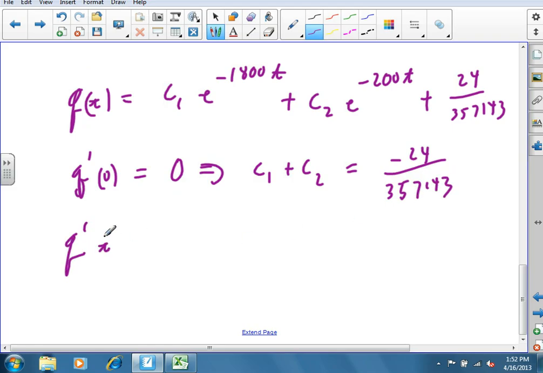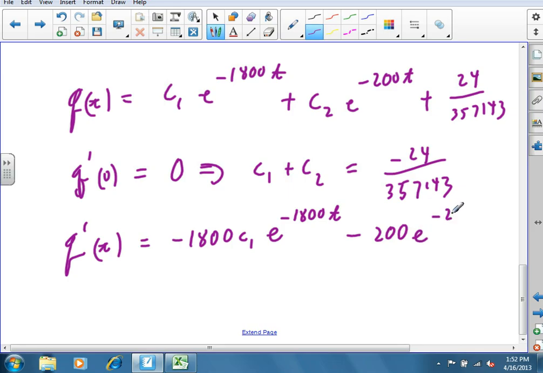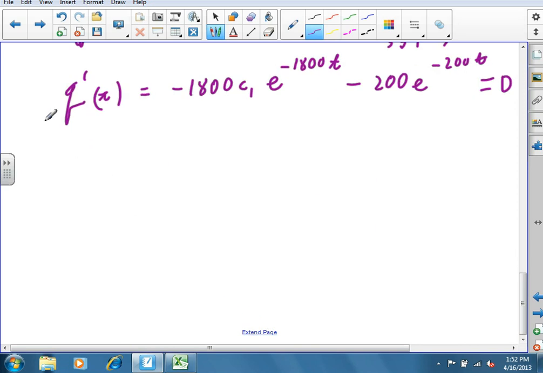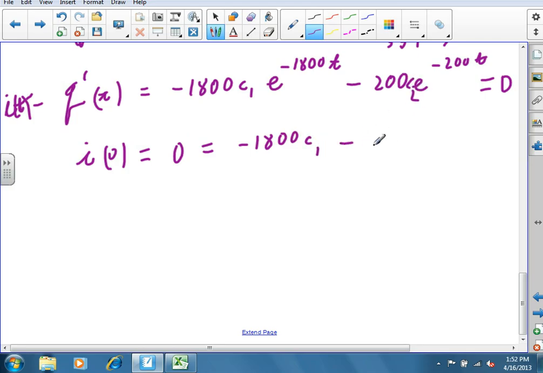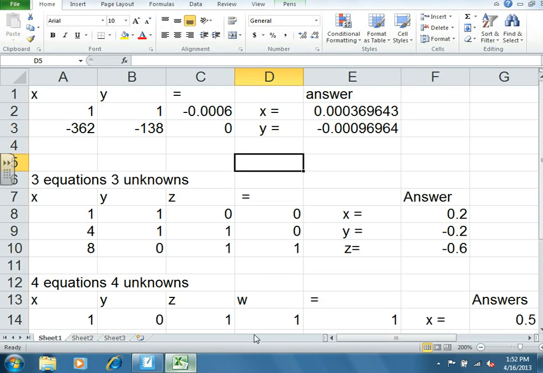Q prime at t is minus 1800 C1 e to the minus 1800 t minus 200 C2 e to the minus 200 t, equal to 0. This is I of t. Find the initial condition, current at 0 is 0, means that I have minus 1800 C1 minus 200 C2. Alright, so I got two conditions, two unknowns.